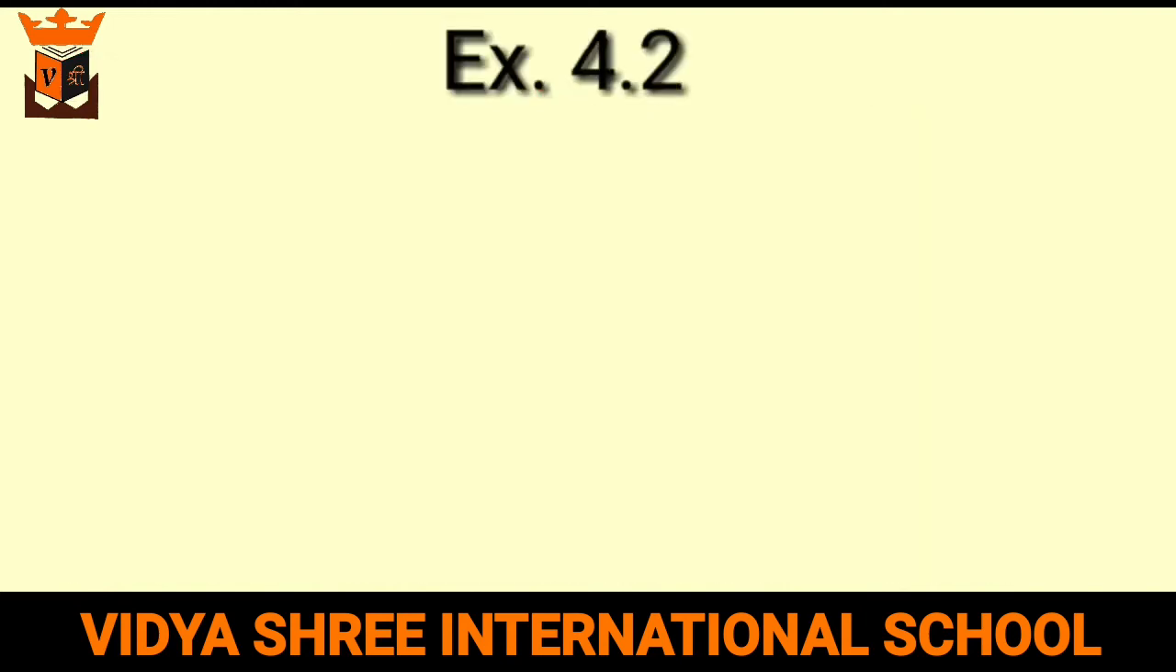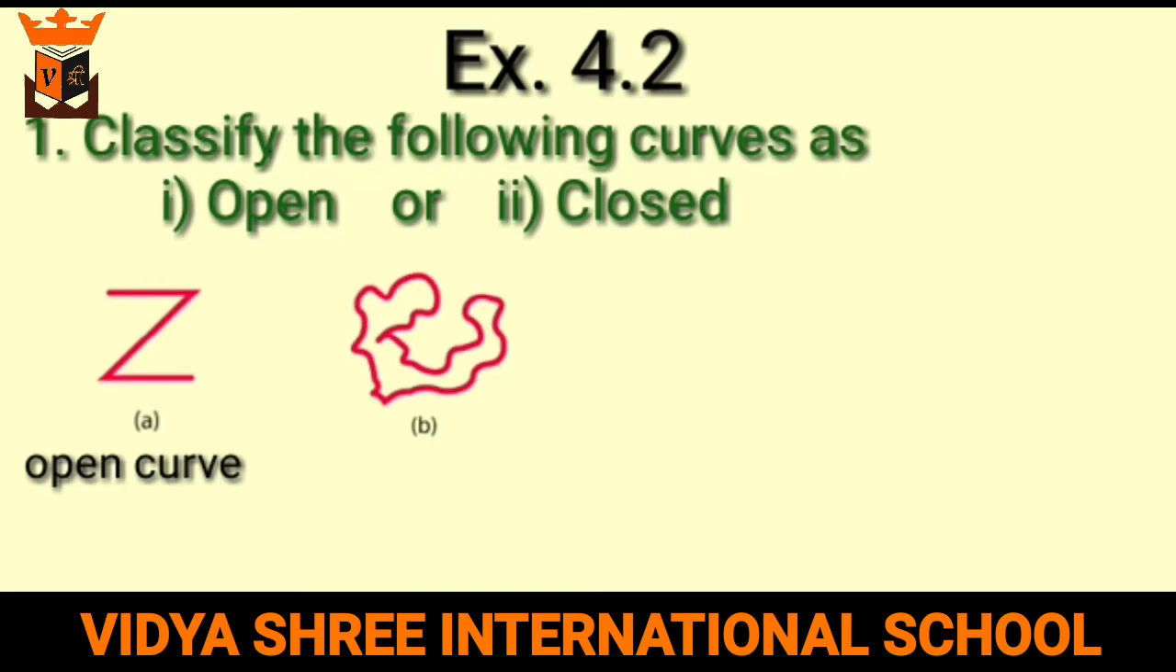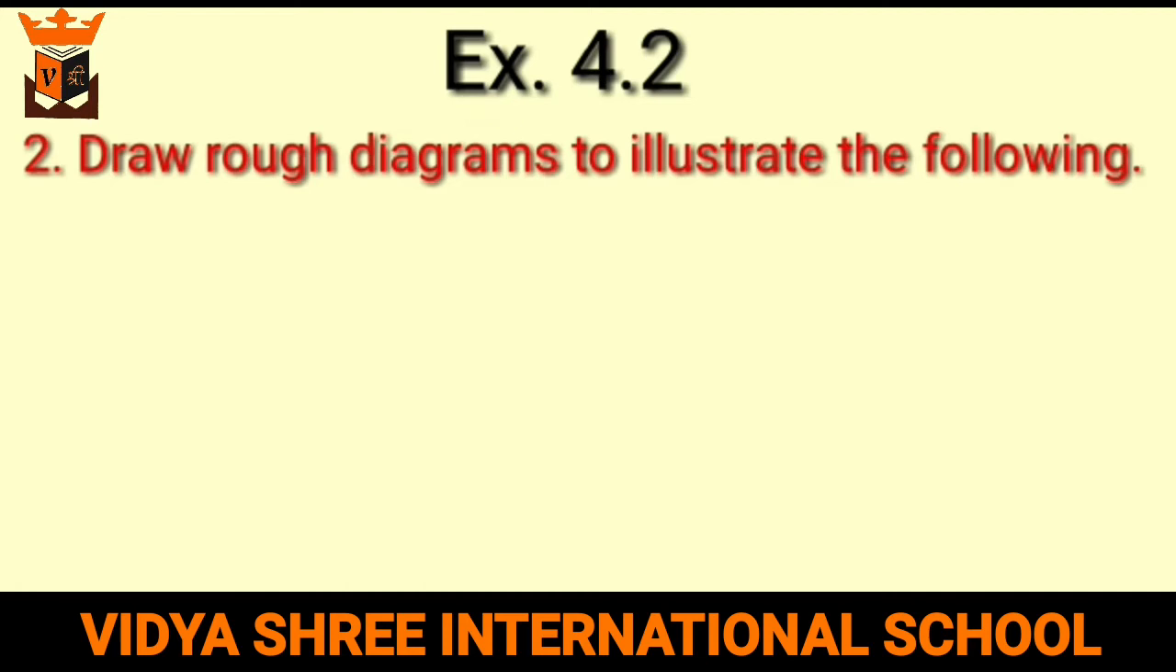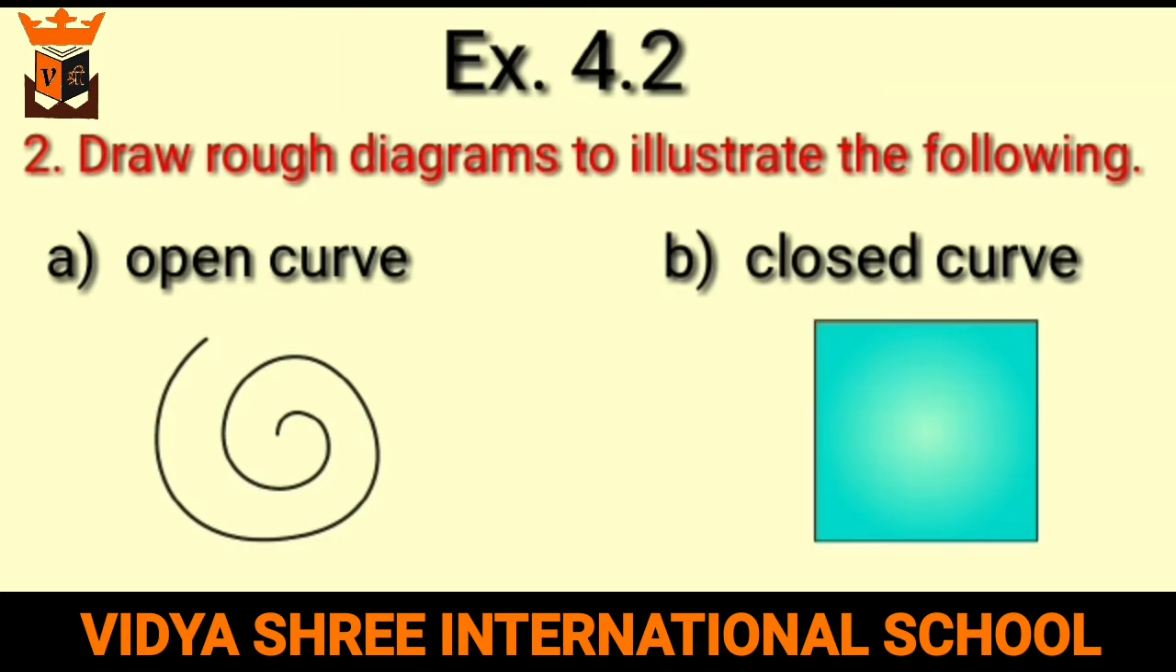Now let us try to do the questions of exercise 4.2. First question is classify the following curves as open or closed curve. First one is an open curve. Second one is a closed curve. Third one is an open curve. Fourth one is a closed curve. Number 2 is draw rough diagrams to illustrate the following: open curve and closed curve. So for the open curve, we have a rough diagram here, and for the closed curve, we have a diagram.